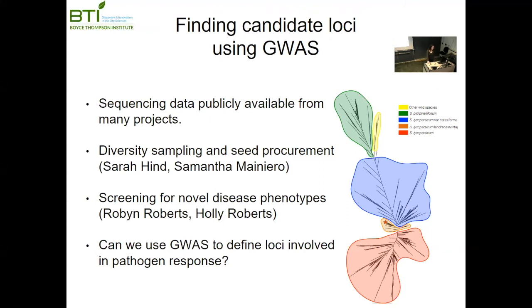And then Robin and Holly, who are also in Greg's lab, are involved in screening. So they're screening for novel phenotypes, pathogen phenotypes of Pseudomonas, responses to Pseudomonas. And what's really nice is that since we have all the sequence data, and now we're getting these phenotypes to tie in with it, we can try to use GWAS to get at the loci that are causing these interesting responses.